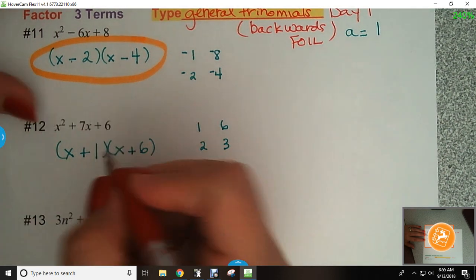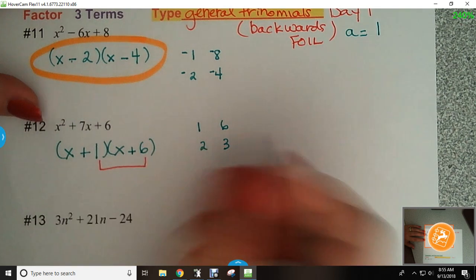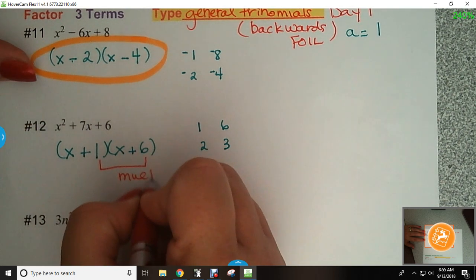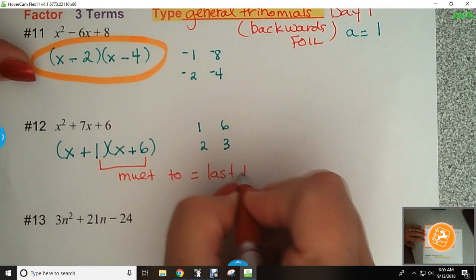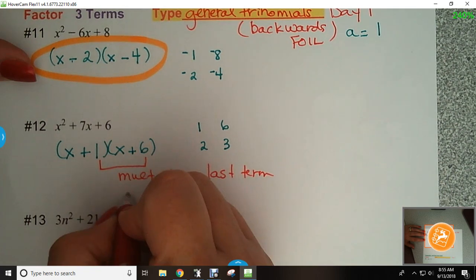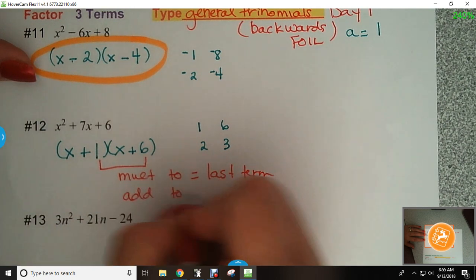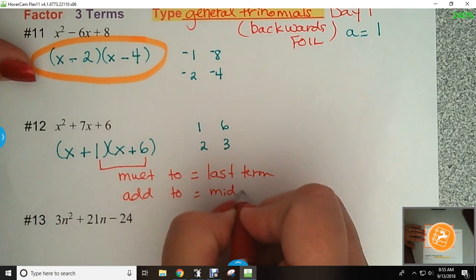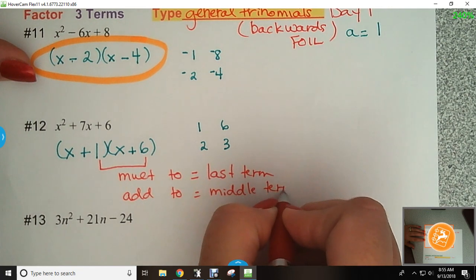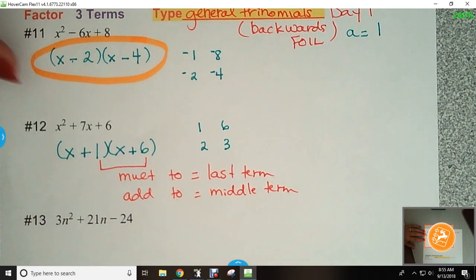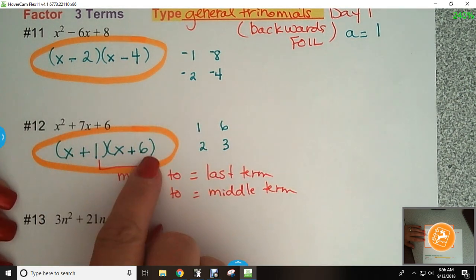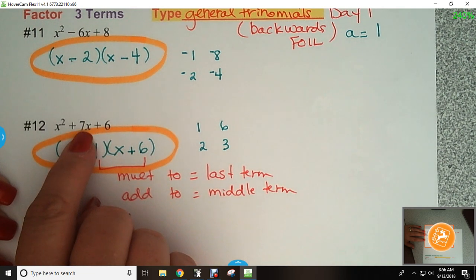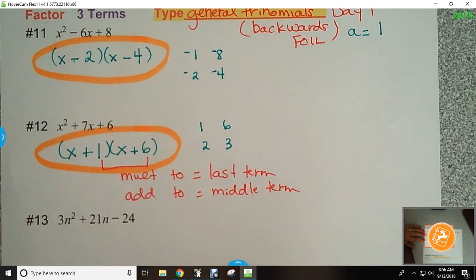And remember, here's what you've got to remember. These 2 numbers here multiply to equal the last term. They also have to add to equal the middle term. This is our factored answer, because 6 times 1 gives me a positive 6. 1 plus 6 gives me a 7. Now the x takes care of itself.